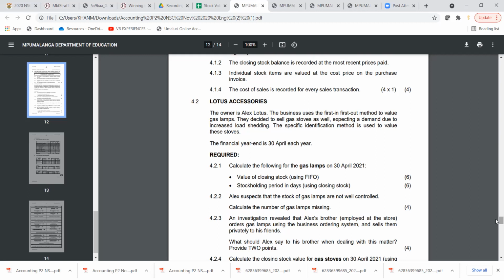Then remember, from a FIFO point of view, when you calculate closing inventory, what's important to take note of is that you start off from the most recent purchase. So we started off with March, but March couldn't cover everything. Then we went to the next most recent purchase, January, and January could cover the remaining.